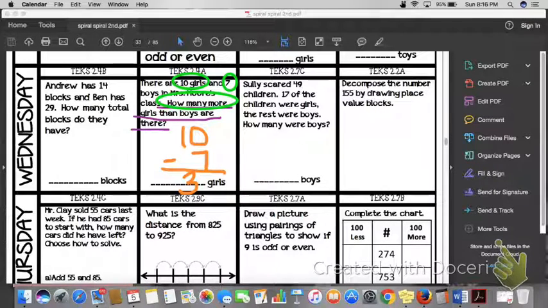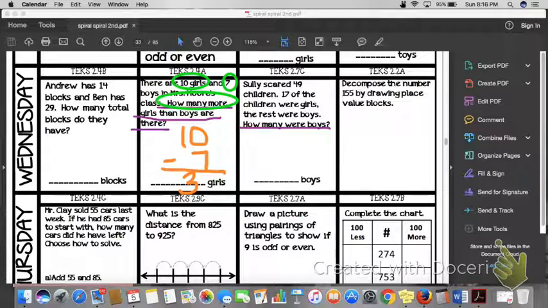And it says, Sully scared 49 children. 17 of the children were girls. The rest were boys. How many were boys? So let's go ahead and underline the question. And then we're going to circle information. The information that we need to solve the problem.